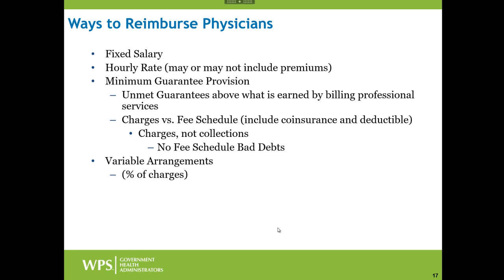Now, there might also be the question of what are they charging versus what the fee schedule is, including coinsurance and deductibles. We need to know those amounts to determine what was reasonable, what was allowable. There might also be variable arrangements, so there might be a billing based on a percent of charges. That's how much, whatever the physician service charge was, the hospital may pay a certain percentage of that. It just depends on the situation. Again, this is just a listing of different ways that this could happen.